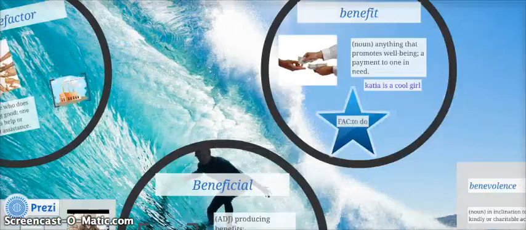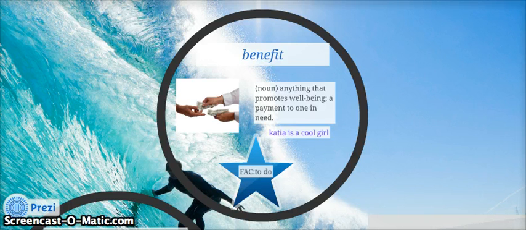Oh, same great root. Gotta remember that one. Benefit. Again, bene and fac. A benefit is anything that promotes well-being, a payment to one in need. Either of those definitions fit here, and we are going to underline both of those, okay? So here you see a payment being made to one in need, okay? She received considerable benefits from her exercise program.